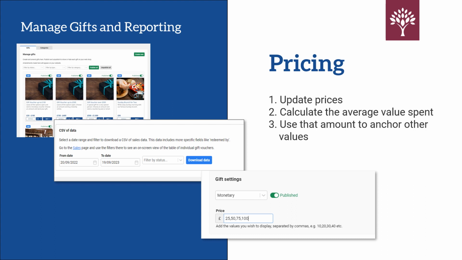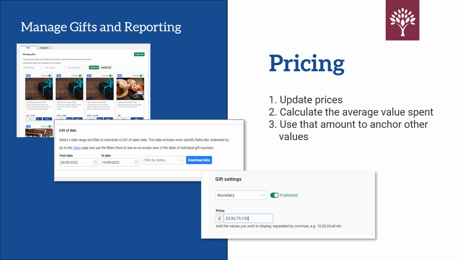It also makes sense to remove monetary values at the extreme ends of the entire range. So, for example, if most of the vouchers you sell fall at around £100, you might start your monetary vouchers at £25 rather than £10. If, however, most of the vouchers sold are around £50, a £10 starting point might be more appropriate. The goal is to anchor the average price in the middle of the values offered.